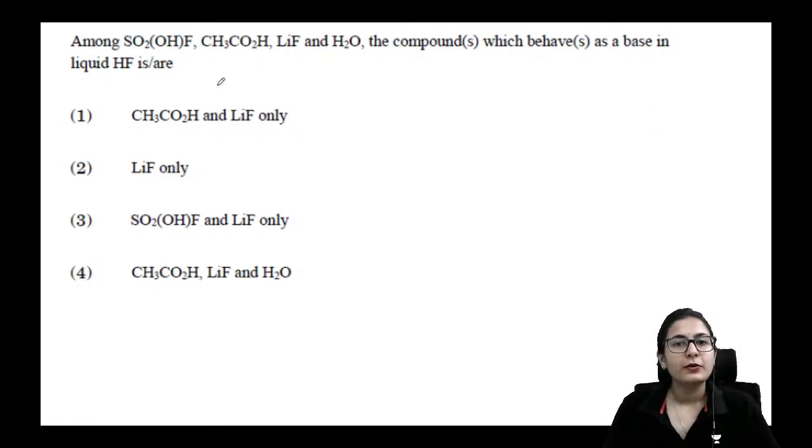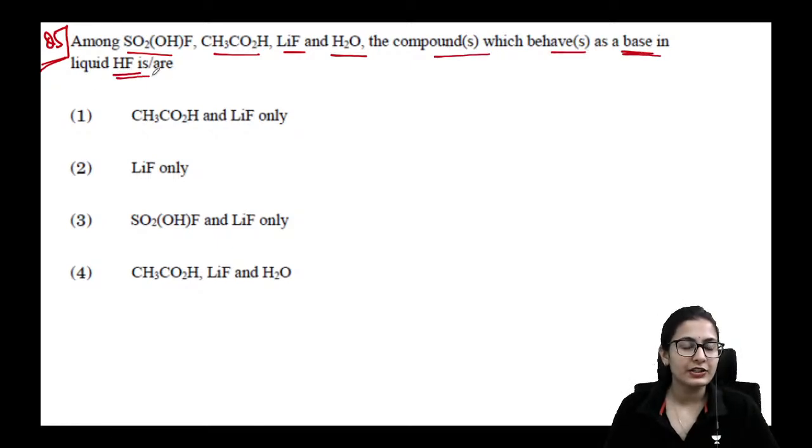Okay. So, yes, guys, question number 5. Among the following molecules, the compounds which will behave as a base in liquid HF. So, HF is your solvent, hydrogen fluoride is the solvent. Who is going to behave as a base in the liquid hydrogen fluoride? Acid base chemistry, guys.